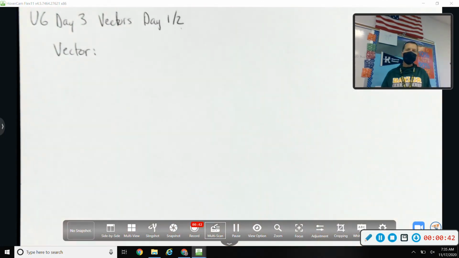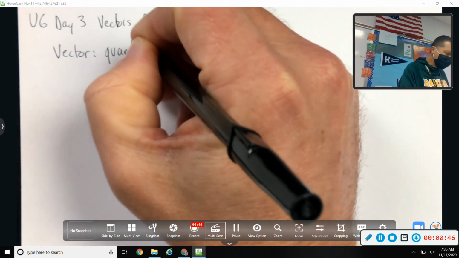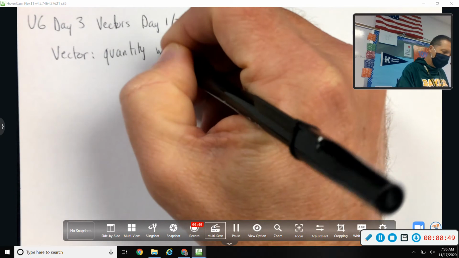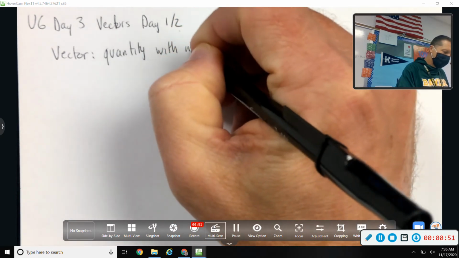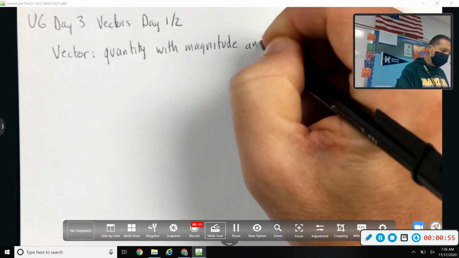All right, first the definition of a vector. It is a quantity with magnitude and direction.